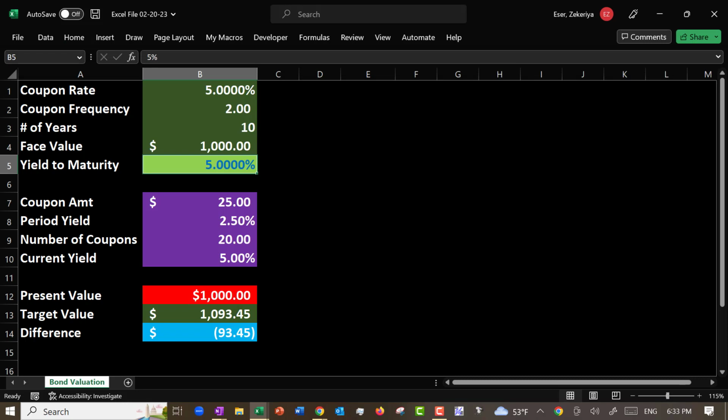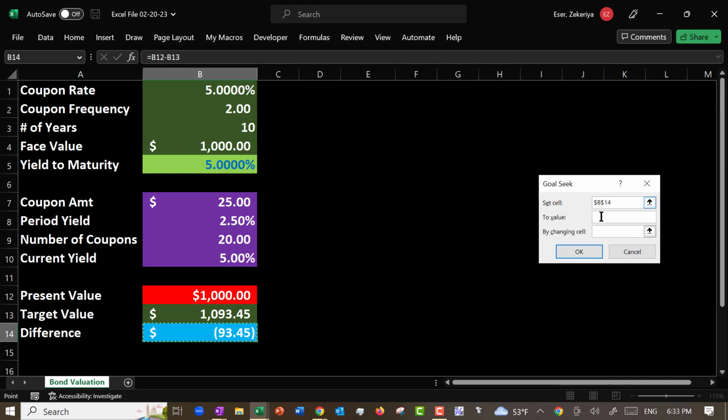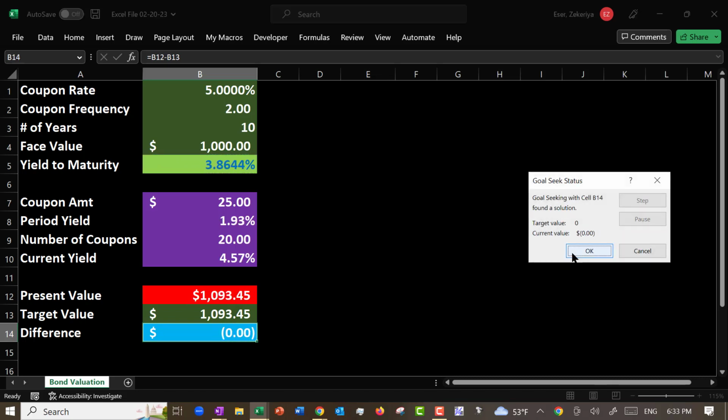You know our one trick, goal seek. This difference is the difference between the present value and target value. If I have the right YTM, they should be the same, right? So data, what-if analysis, goal seek, make that difference zero by changing what I don't know. That's it, done. It's that simple.